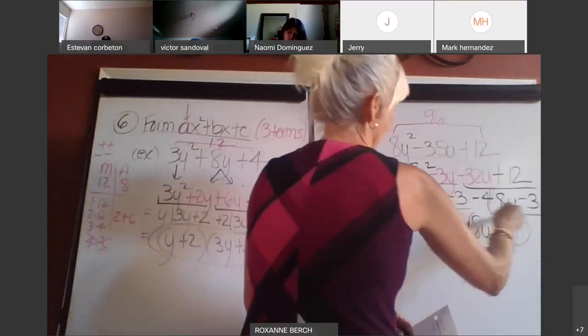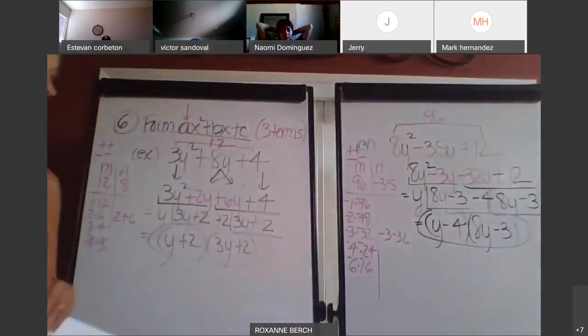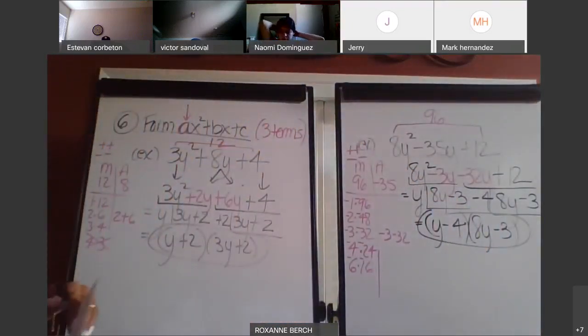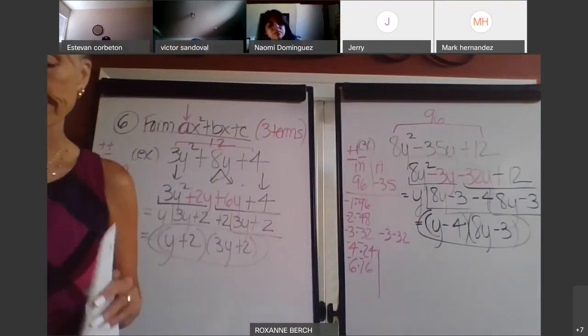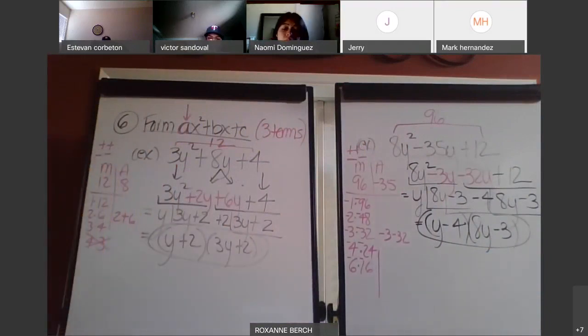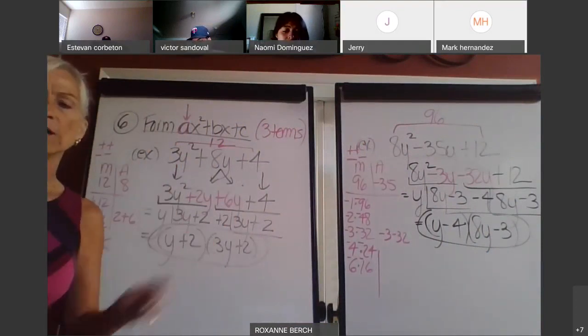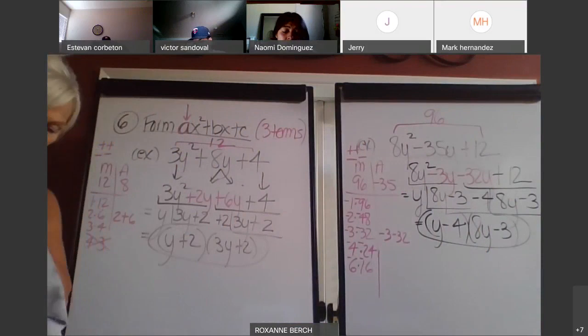Remember, the cakes have to match. If the cakes don't match, you have to regroup. So see how this works? This is why we don't like factoring method 6.